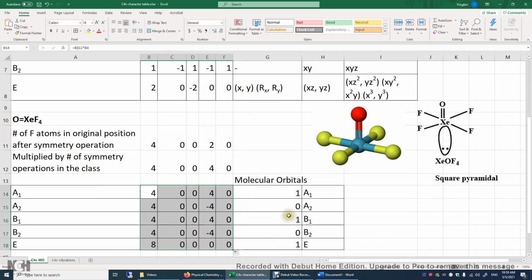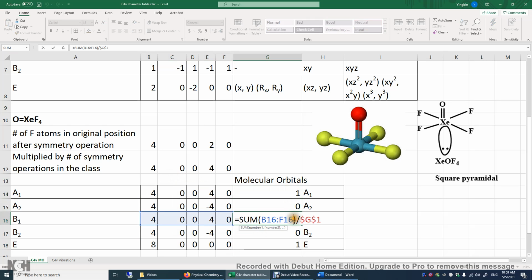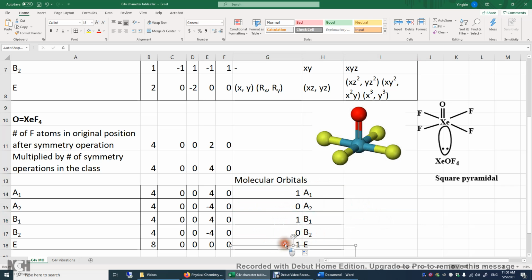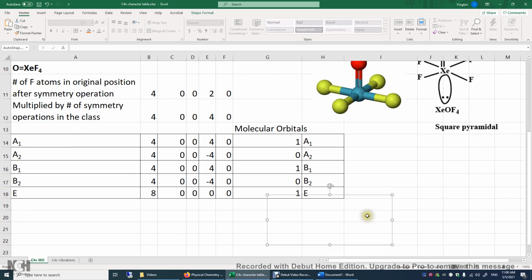We got these five numbers, and then you can see this number again, it's the sum of these five numbers divided by the order of the character table. So again, I'm going to drag it down here. Now you can see we have 0 A2, we have 0 B2. But we do have 1 A1, we do have 1 B1, and we do have 1 E. Over here, this E means doubly degenerate.